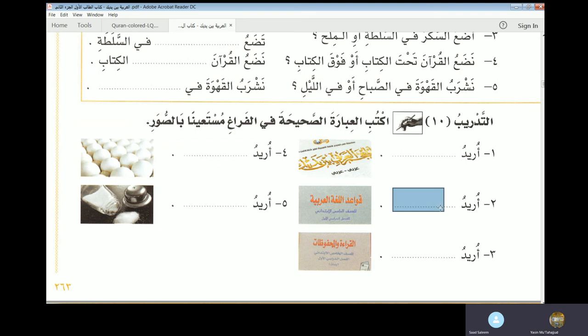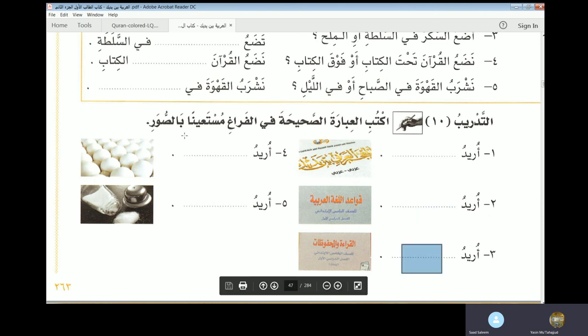Okay, and a redo. This is dictionary, because this word is muajam. Muajam means dictionary. Uridu muajaman. Okay, and then this one would be uridu kawadil al-lughat al-arabiyya.